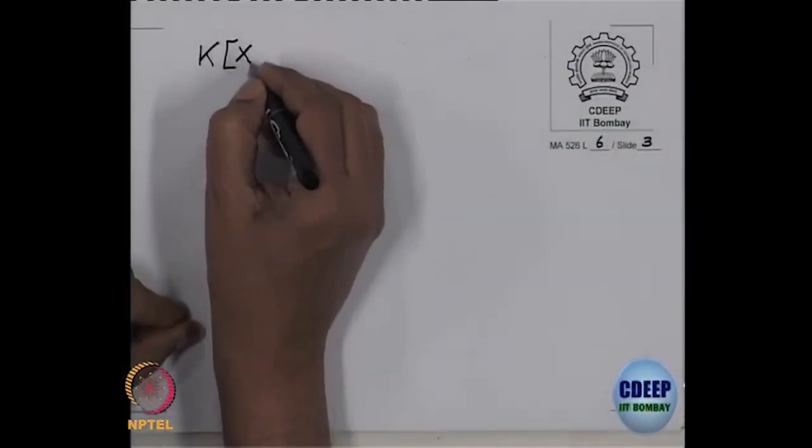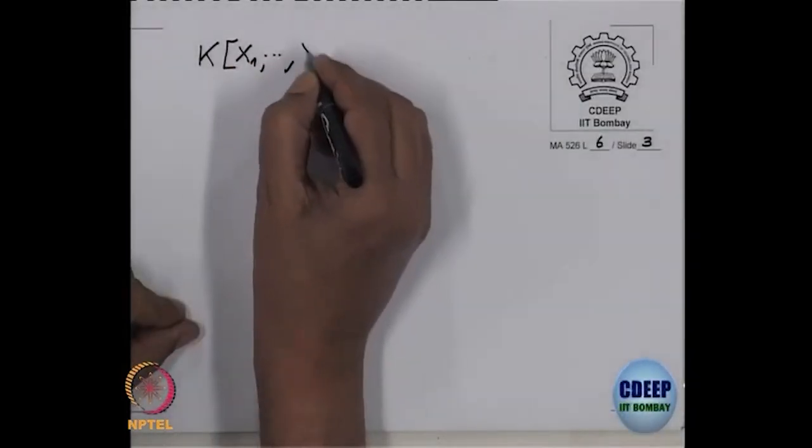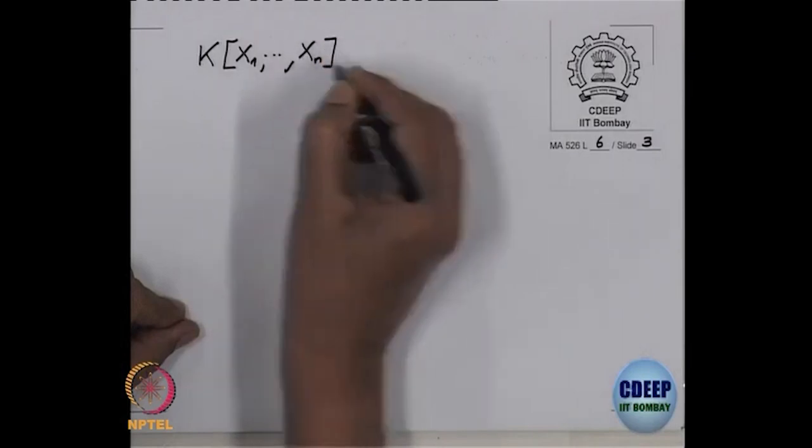These are the usual standard assumptions one makes, and the standard example one considers is the polynomial ring over a field k, x1 to xn, with the standard grading.